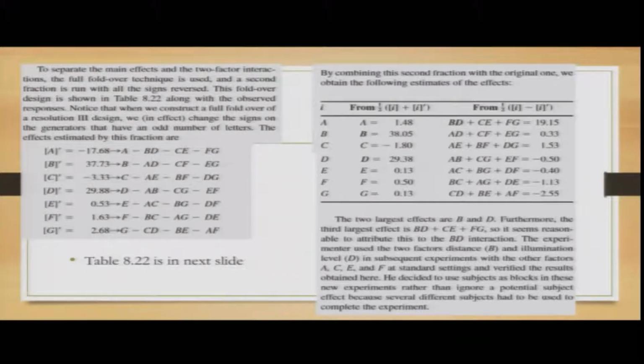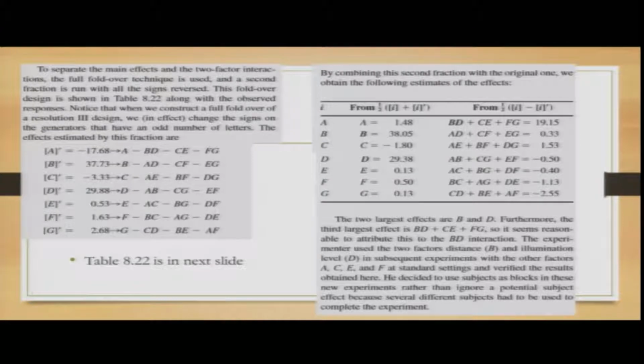If you remember, the average values are coming out as follows, considering both plus and minus. I will just read it. For the first row A, it is 1.48 when positive and 19.15 when negative, till the last value which we consider as G, it is 0.13 for positive and minus 2.55 for negative.